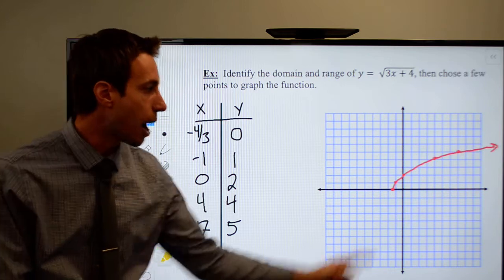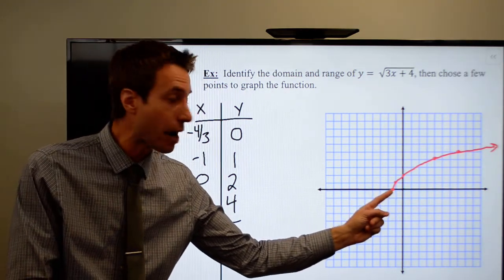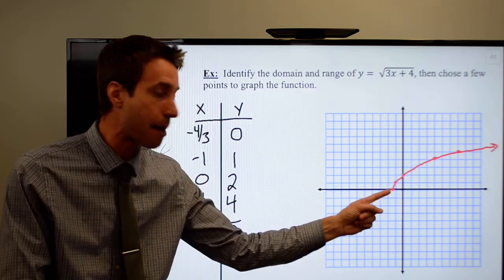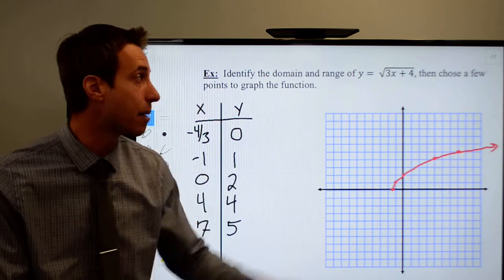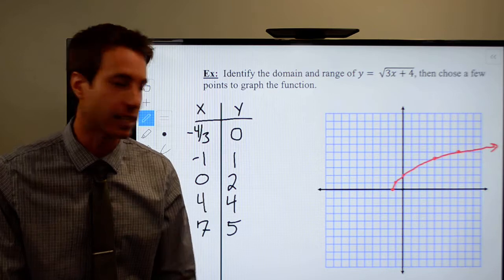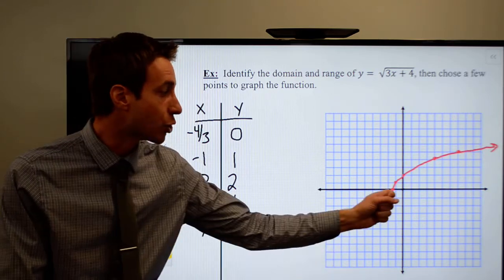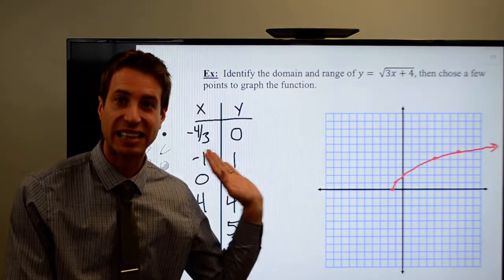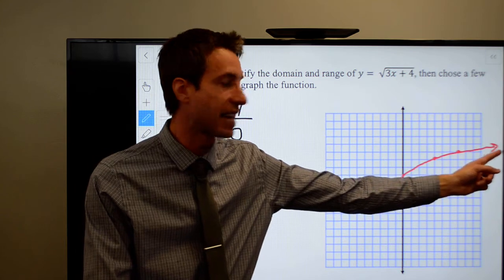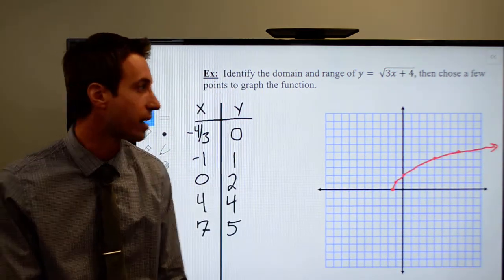Do not put an arrow on this end. Don't put an arrow. Remember, this is where my radical function starts. If I go to the left of that point, I now have imaginary numbers. I have a negative radicand, which would give me an imaginary number, which I can't graph. I can't graph imaginary numbers. So that is my starting point. Then it goes off to the right from there. That's why I only have an arrow on one end. This is my starting point. I don't want to go past that point.